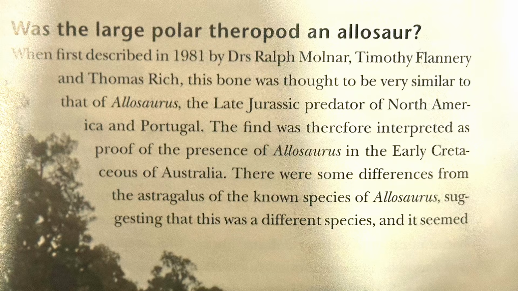It says so right in this section: was the large polar theropod an allosaur? When first described in 1981 by doctors Ralph Molnar, Timothy Flannery, and Thomas Rich, this bone was thought to be very similar to that of Allosaurus, the late Jurassic predator of North America and Portugal. The find was therefore interpreted as proof of the presence of Allosaurus in early Cretaceous Australia. There were some differences from the known species of Allosaurus, suggesting that this was a different species. So that was pretty much their justification for having Allosaurus in this.